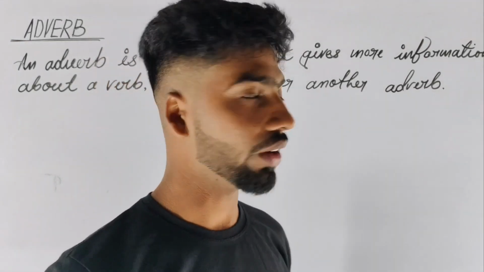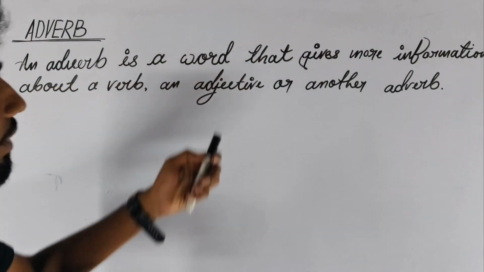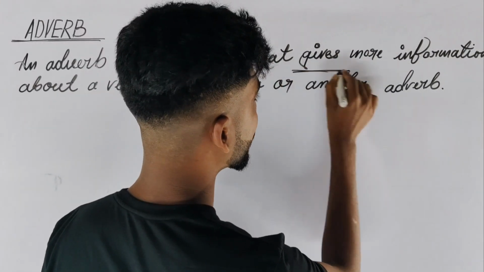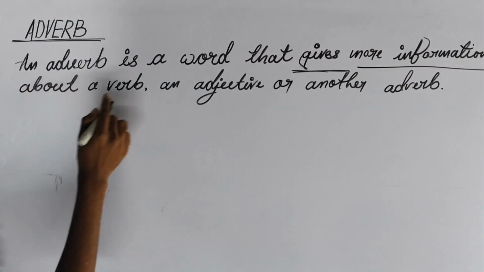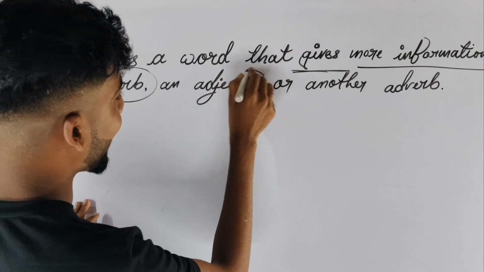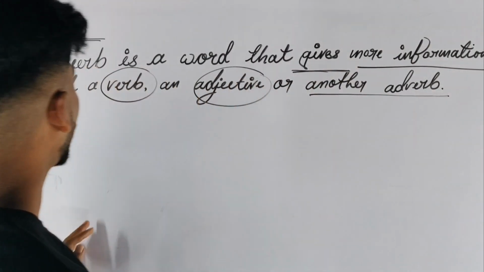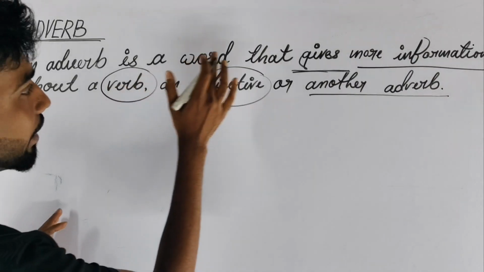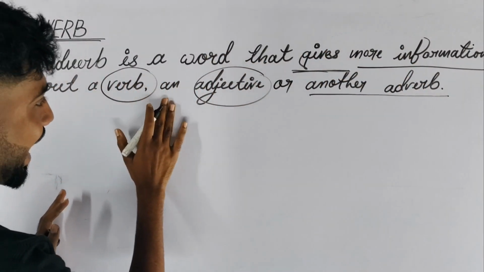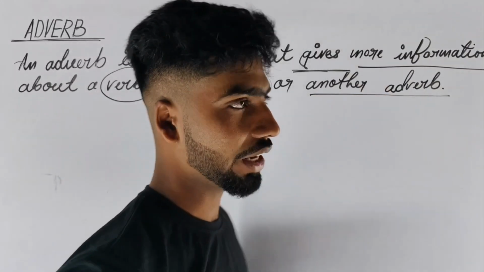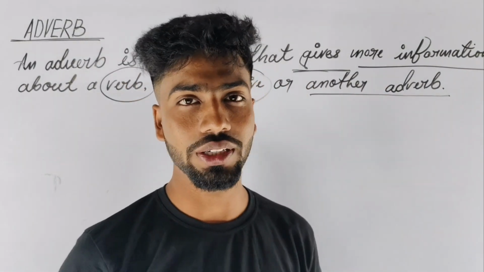Okay? So, first of all, an adverb is a word that gives more information about a verb, an adjective, or another adverb. Okay? An adverb is a word that gives more information about a verb, an adjective, or another adverb. In simple words, adverb add extra details.